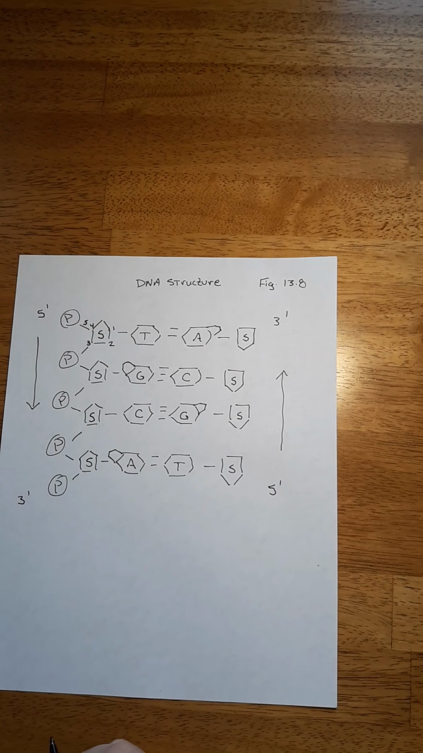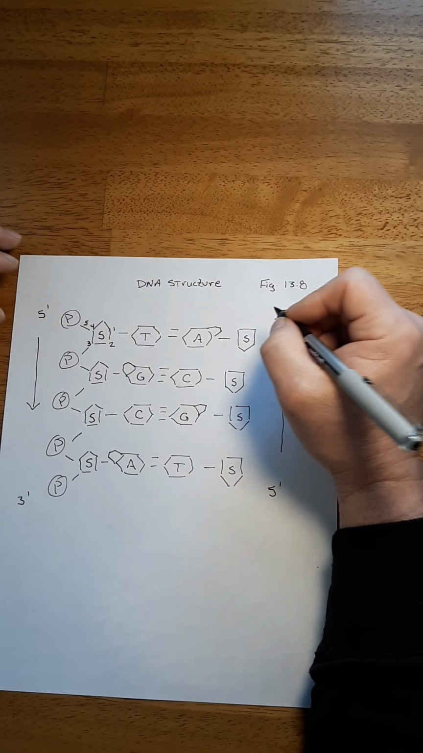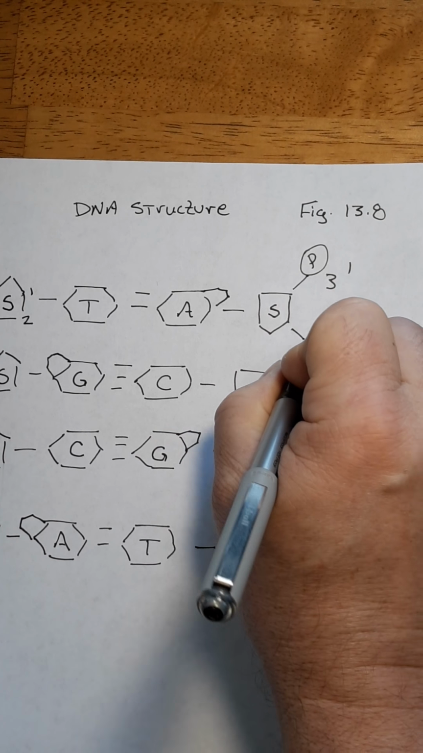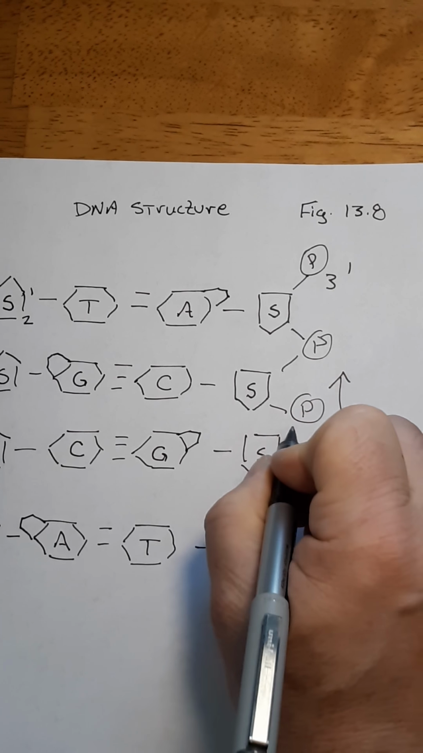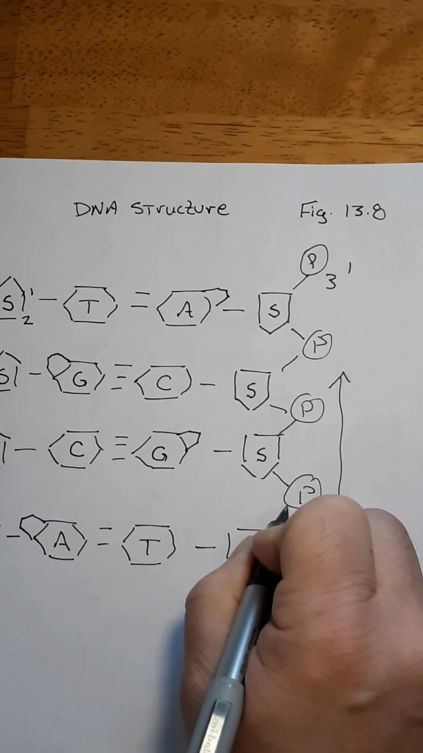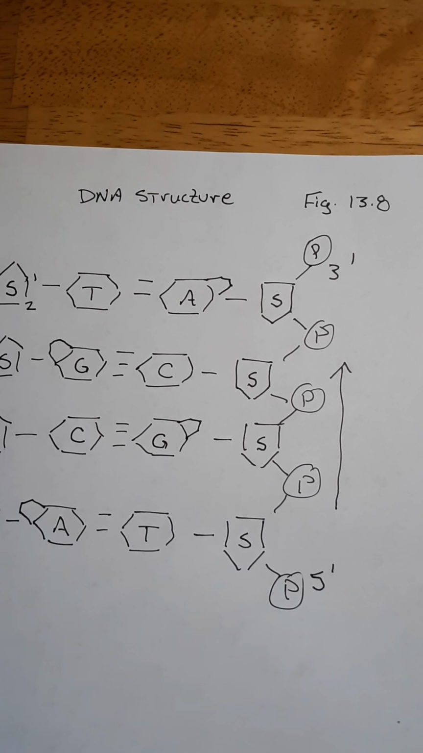All right, let's go in and look at this a little bit closer. Oh, got to add our phosphates. From here you have a phosphate here, a phosphate here, phosphate here, phosphate here, and then the last phosphate coming off down here. A little crowded over here, but hopefully you can see that. I'll show you a cleaner diagram right at the end.